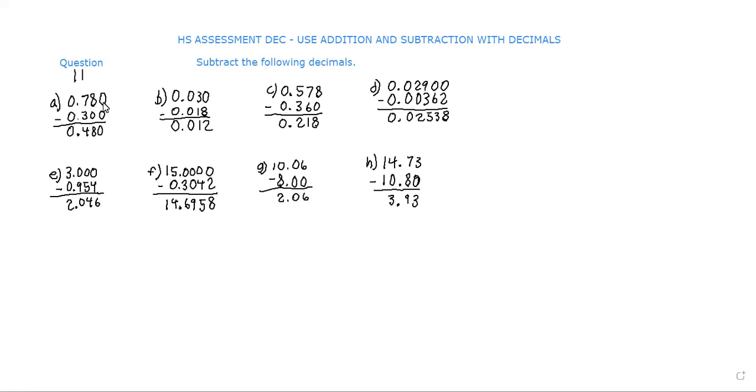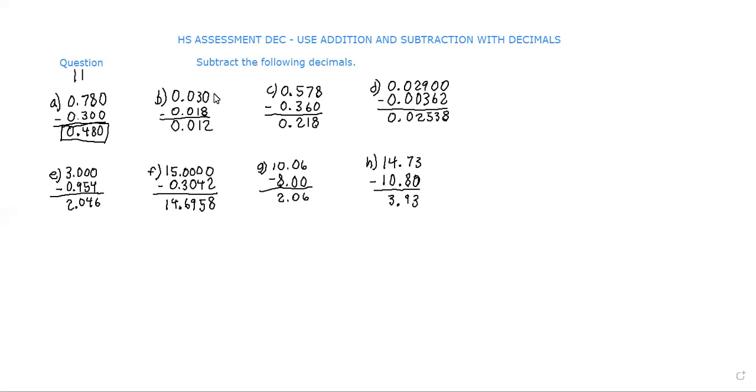We're going to do it column by column. So the far right column right here is 0 minus 0, which is 0. 8 minus 0 is 8. 7 minus 3 is 4. And then finally, 0 minus 0 is 0 again. So our answer will be 0.48. Okay, that's for A.